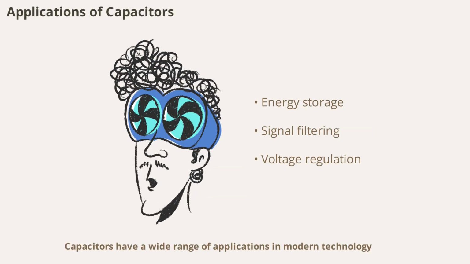Capacitors have a wide range of applications in modern technology. They are used for energy storage, signal filtering, voltage regulation, and timing circuits. In power supplies, capacitors smooth out voltage fluctuations, while in communication systems, they help filter unwanted signals. Their versatility makes them indispensable in both simple and complex electronic devices.